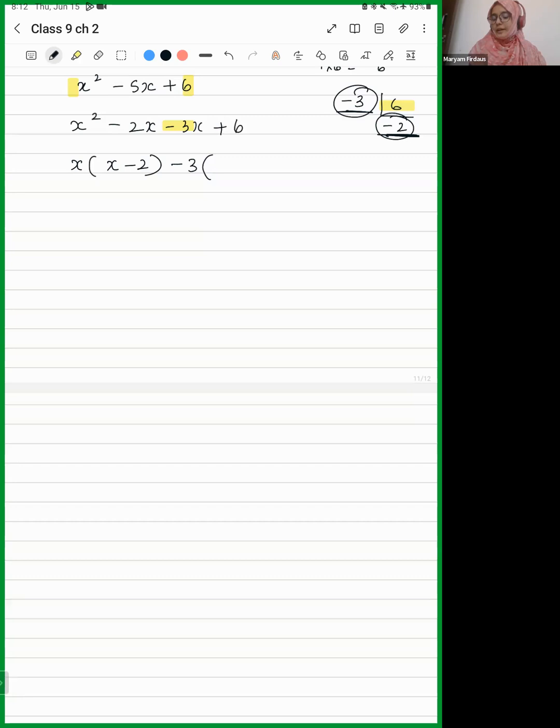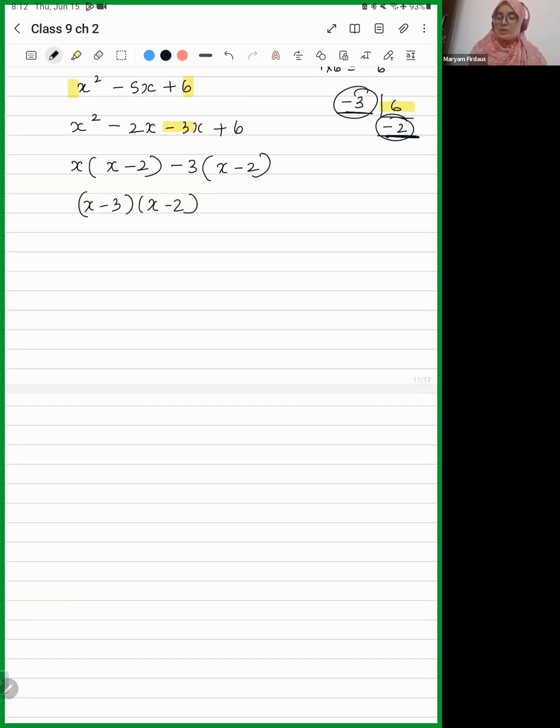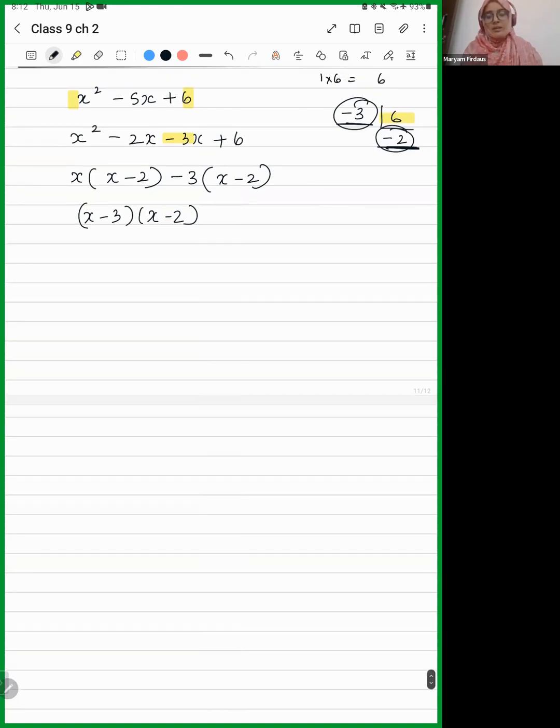x minus 2. What will we have? x minus 2. So what is the final answer? x minus 3, x minus 2. So this is one way of factorizing a polynomial in which we use the splitting the middle term method.